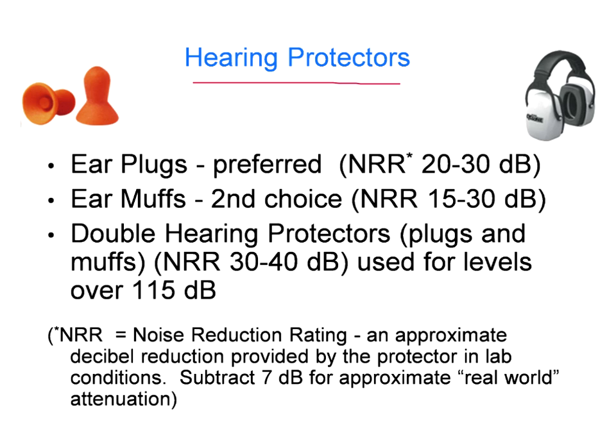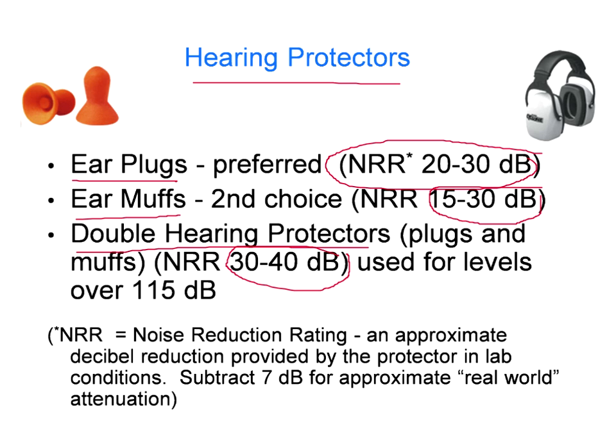Now hearing protectors. You have to understand what earplugs are and how many decibels they reduce: 20 to 30 decibels, preferred. Ear muffs, another equipment, second choice, are 15 to 30 decibels. You can still hear the sound. And double hearing protectors are 30 to 40 decibels, used for levels over 150 decibels. You have to use double hearing protectors, which will reduce 30 to 40 decibels.